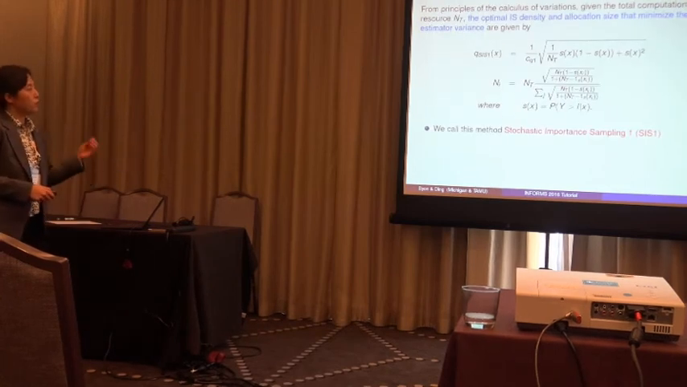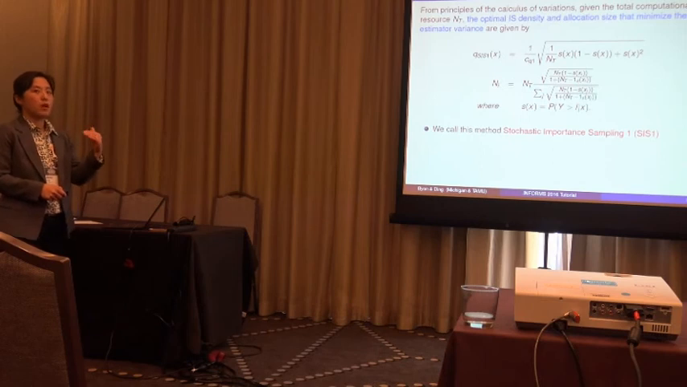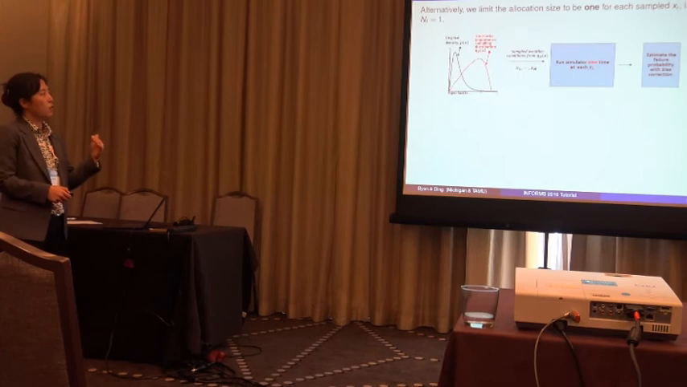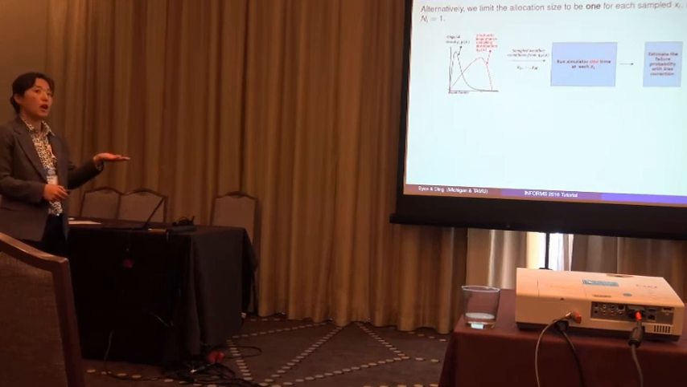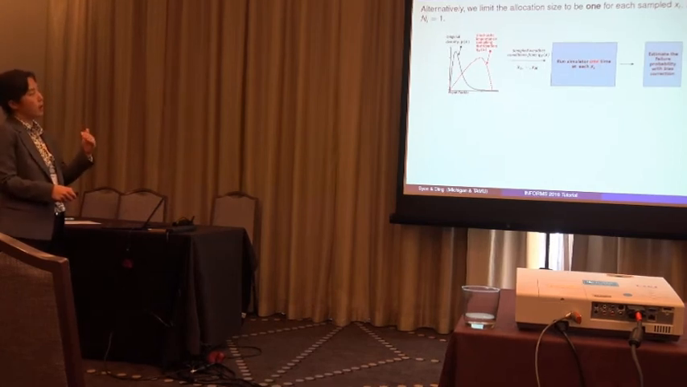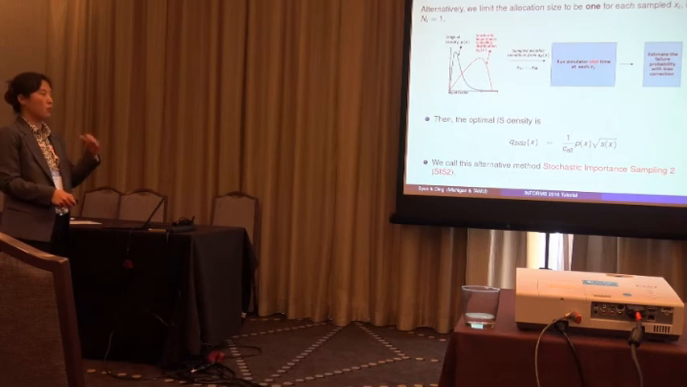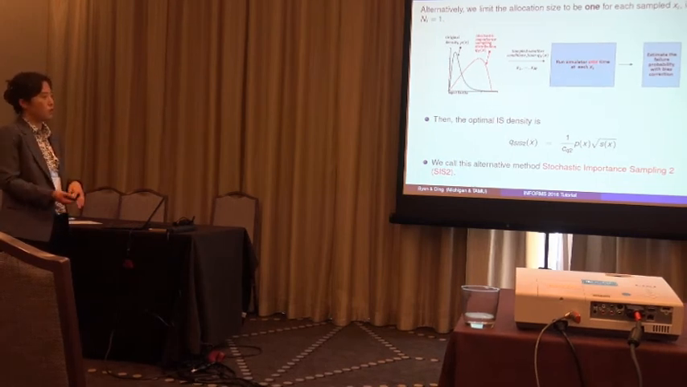In this case, we run the simulator multiple times at the sampled x. But we can also run the simulator just one time at each sampled x. So if we limit this Ni to be 1, then our optimal IS density will take a more simplified form. And we call this method the stochastic importance sampling 2.